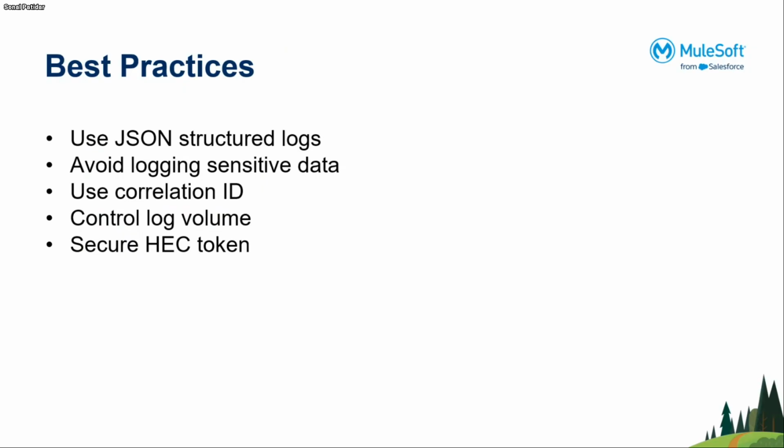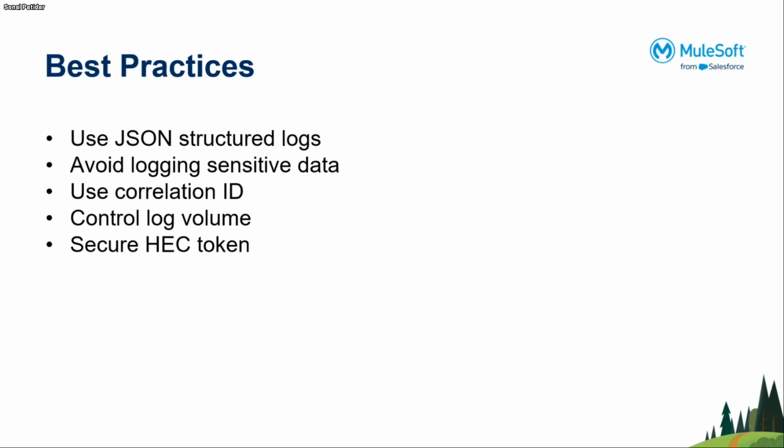And always use the correlation ID. This helps us track a request end to end. If one API calls another service, then we can follow the same request across multiple systems. So this is extremely useful during debugging. The next one is to control log volume. We should avoid sending unnecessary logs to Splunk, because too many logs can increase the cost and reduce performance, and that's why selective logging is important.